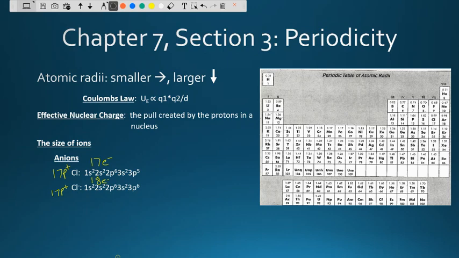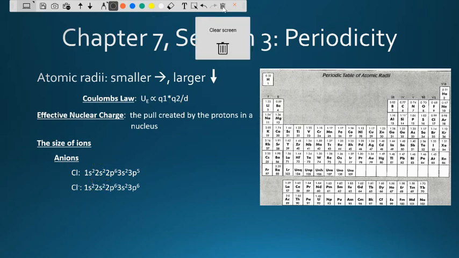The atom itself is smaller than the ion because we have one more electron, and we find we have more of that second total force involved there. And so the attracting force is going to be less because we have more electrons. The ion is going to be larger than the atom.